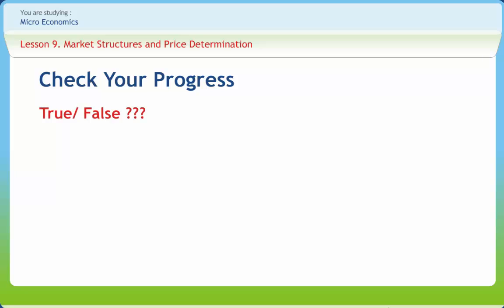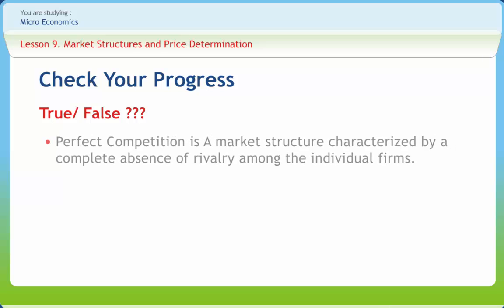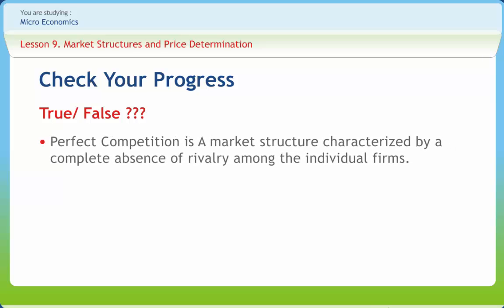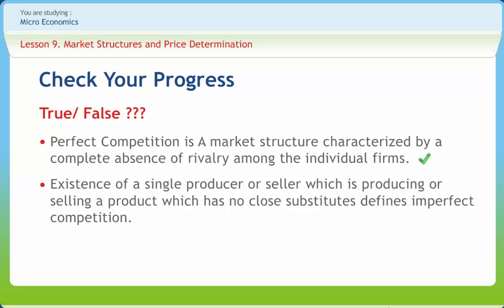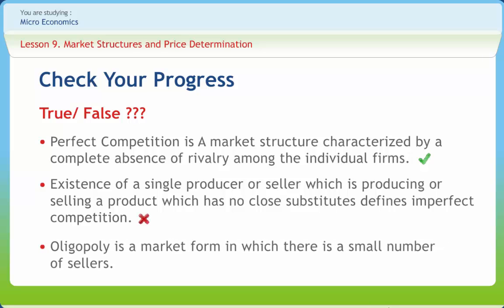Now let us check if we have understood the various concepts discussed in this lesson clearly. Perfect competition is a market structure characterized by a complete absence of rivalry among the individual firms. Right or wrong? Right. Existence of a single producer or seller which is producing or selling a product which has no close substitutes defines imperfect competition. Right or wrong? Wrong. Oligopoly is a market form in which there is a small number of sellers. Right or wrong? Right.